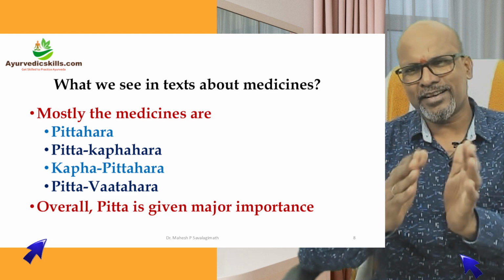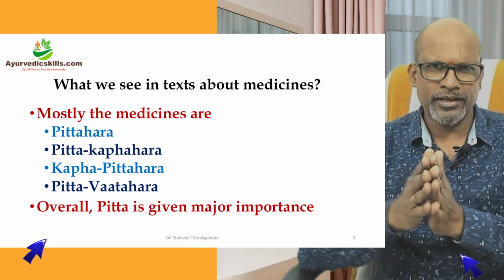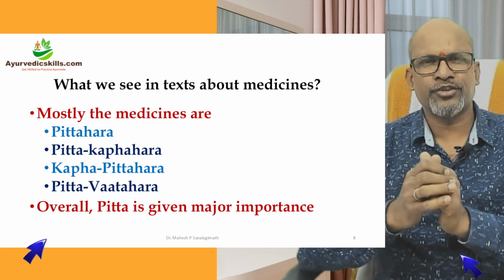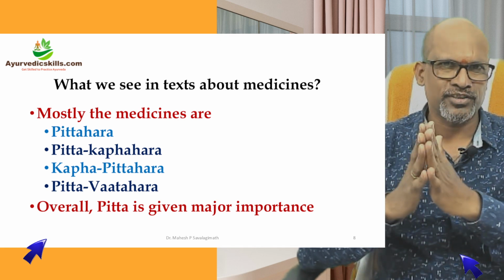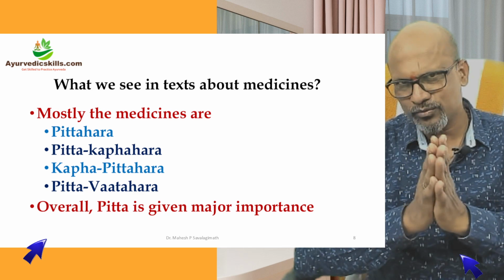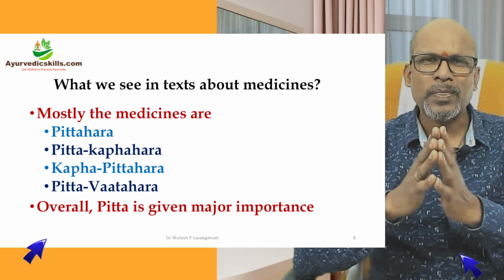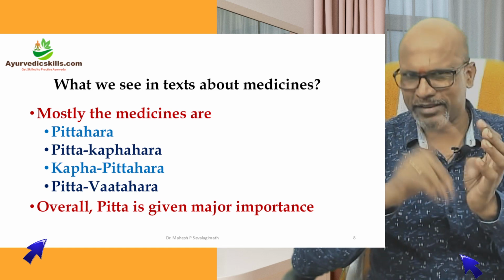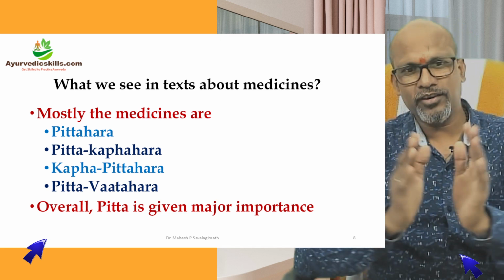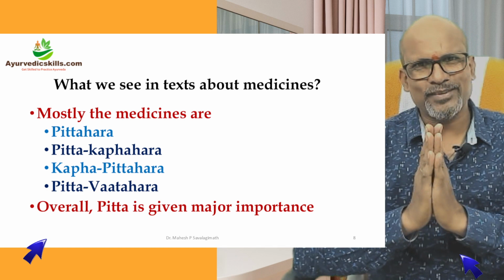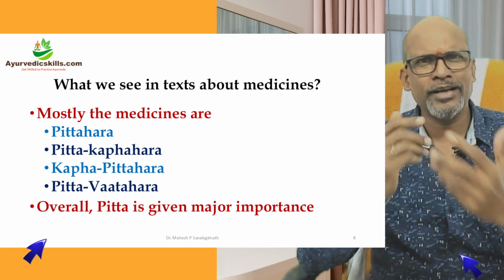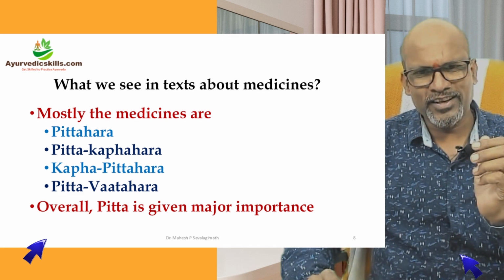When we look into the texts, any Samhita you take, where Kushta is explained, or Kshudra Roga are explained, or herpes type, like Visarpa presentations are explained, wherever we get skin presentations, in the treatment principles what we see is that almost all drugs are Pittahara, or Pittakaphahara, or Kaphapittahara, or Pittavatahara. Overall, Pitta is given prime importance in the management of Kushta or any type of skin presentations, right?